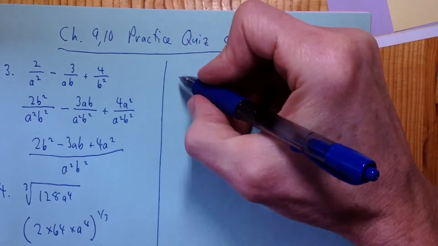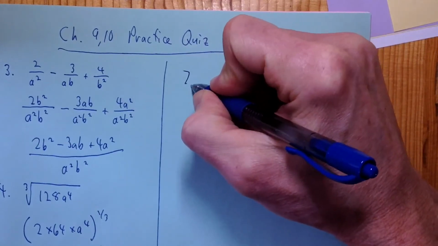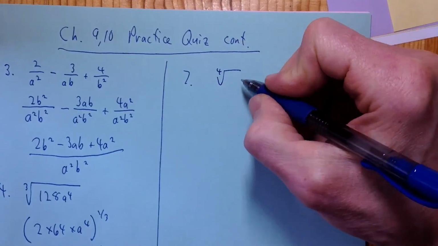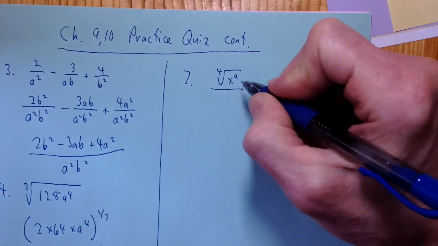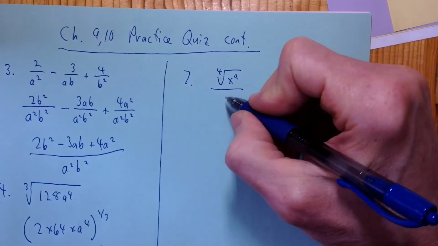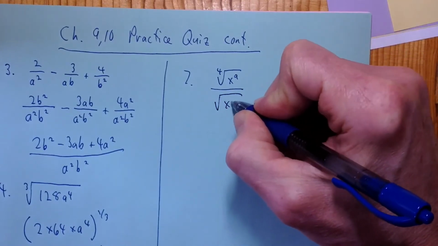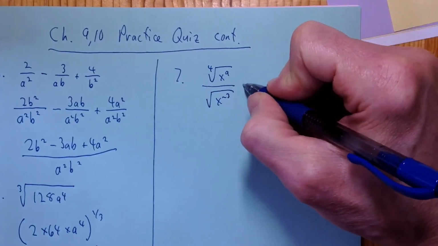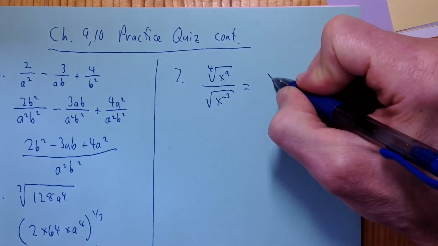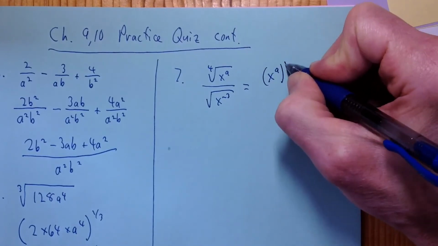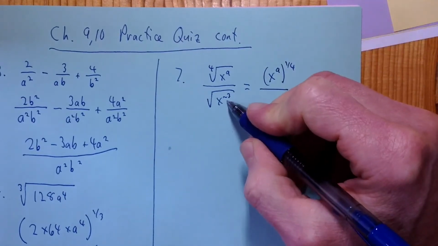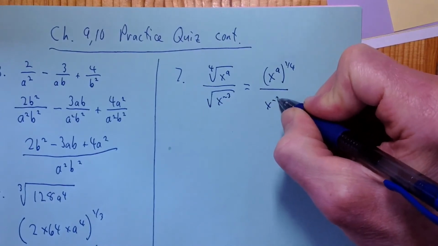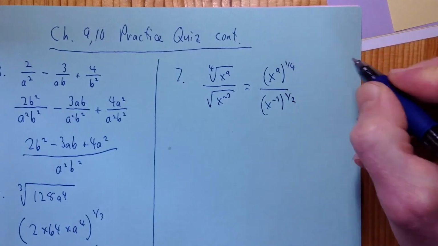Here we have the fourth root. This is number 7: the fourth root of x to the 9th divided by the square root of x to the -3. Okay, so fourth root means 1/4, so that's x to the 9 to the 1/4. Square root here is 1/2, so that's x to the -3 to the 1/2 power.